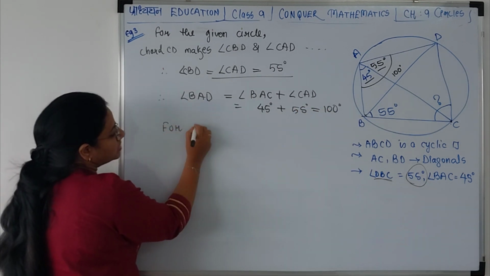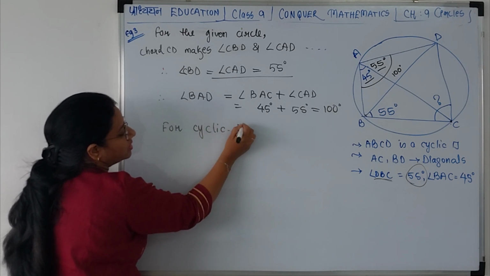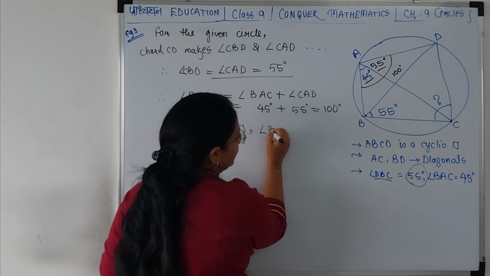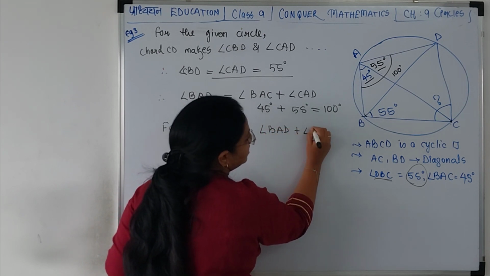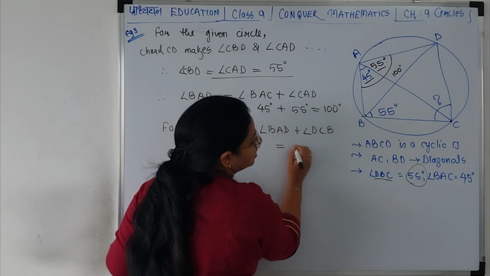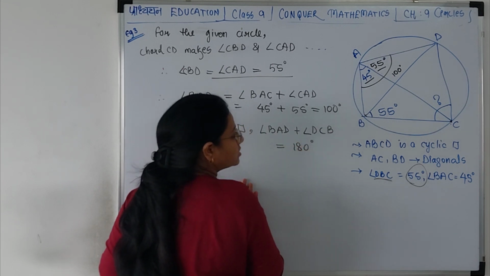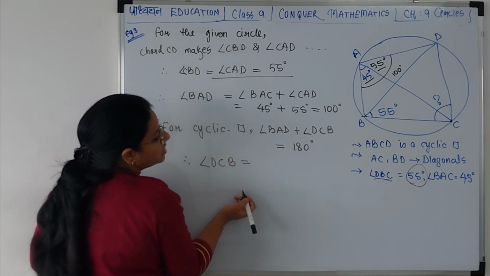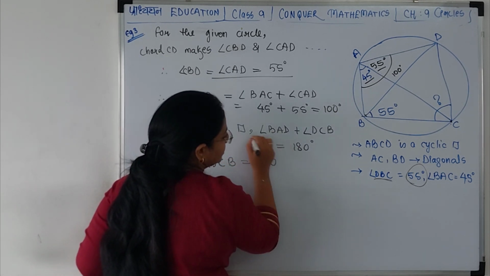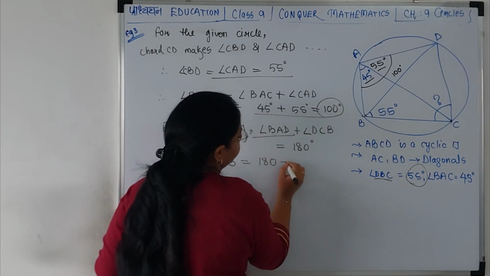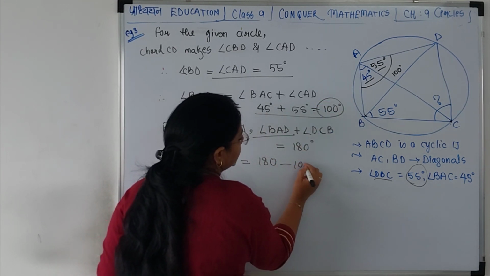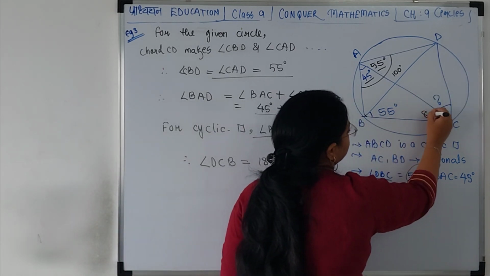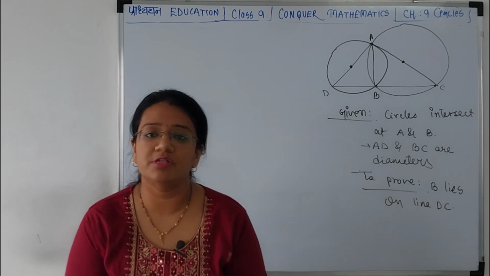Now for cyclic quadrilateral ABCD, angle BAD plus angle BCD is equal to 180, opposite angles of a cyclic quadrilateral. Therefore angle BCD is 180 minus angle BAD, which is 100, so 180 minus 100 is 80 degrees. So your required angle is 80 degrees. Clear? Okay, now let's quickly understand example number 4.